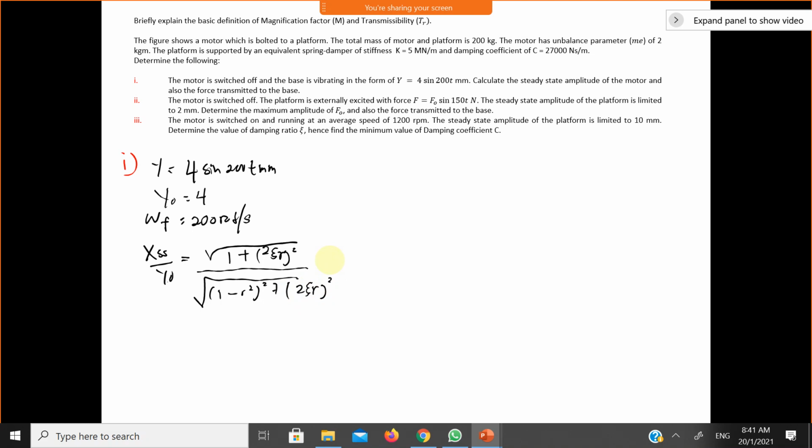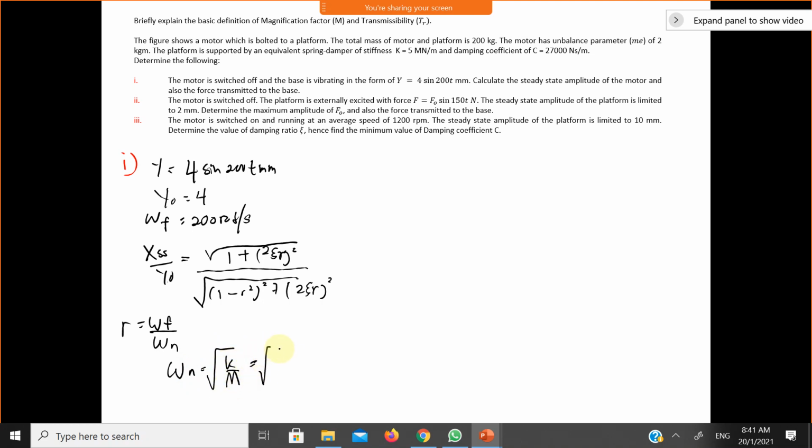So from here, we need to find r first. So how to find r? What is our formula of r? r equals omega f over omega n. And then we don't know what our omega n is, so we need to find omega n first. So how to find omega n? Omega n equals square root of k over m.